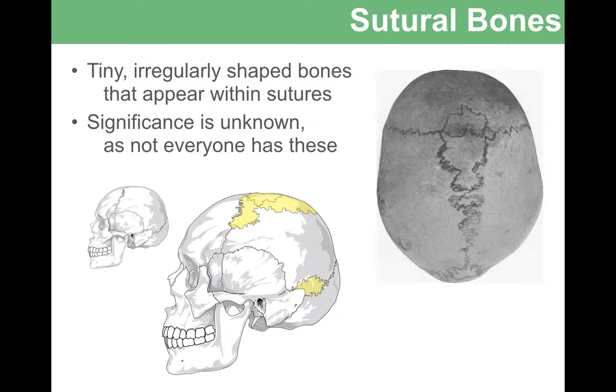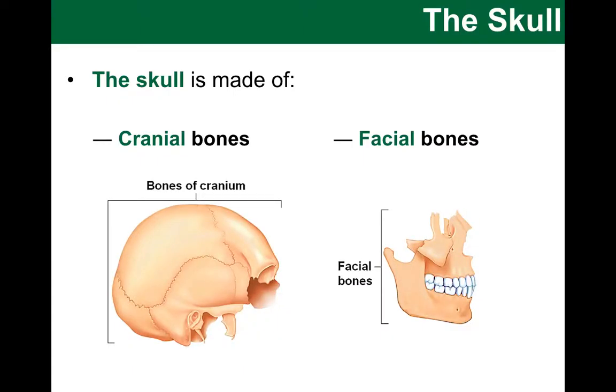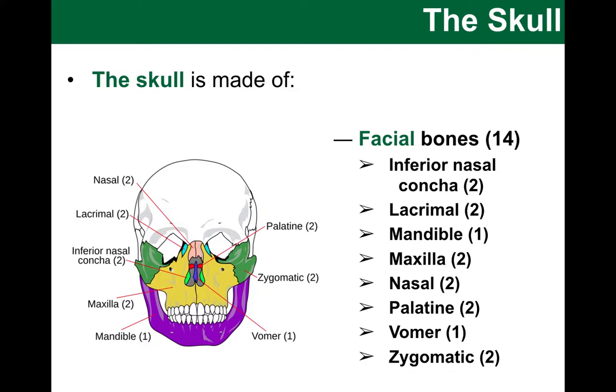Okay, let's return back to our earlier division of the skull. So we had cranial and facial bones. And now it's time for us to look a bit more at the facial bones. So there are 14 bones of the face, and I want to go through them with you.